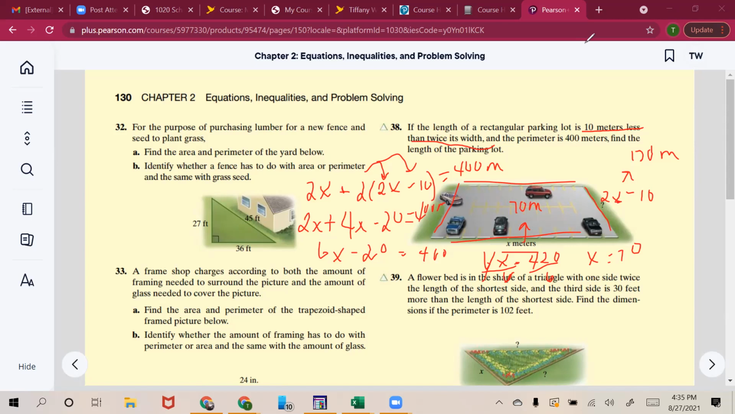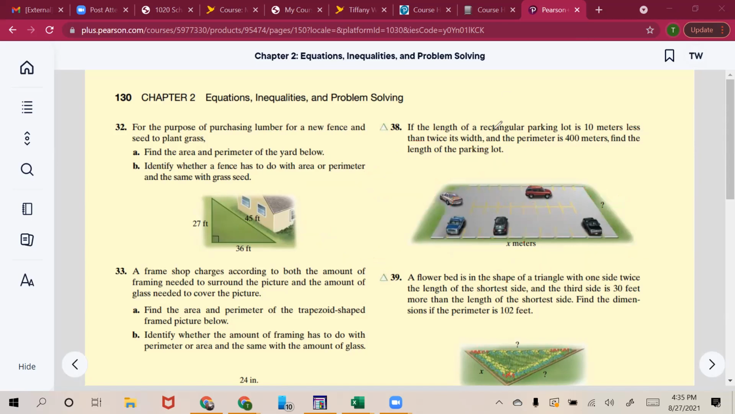Let's see, what else do I want to do here? Guys, as long as you've got pictures, these formula problems are a lot easier, so you always want to make sure you've got a picture. I think most of these give us a picture.